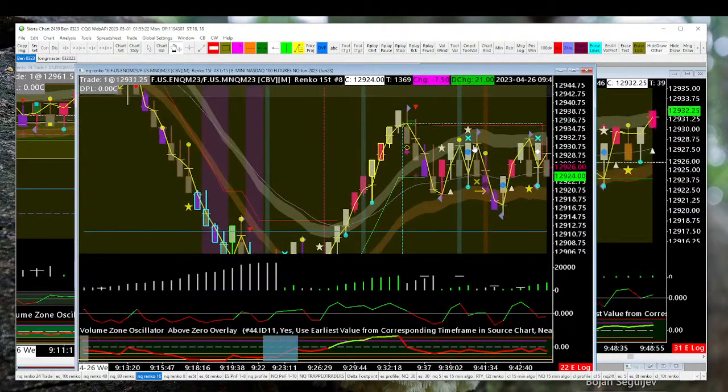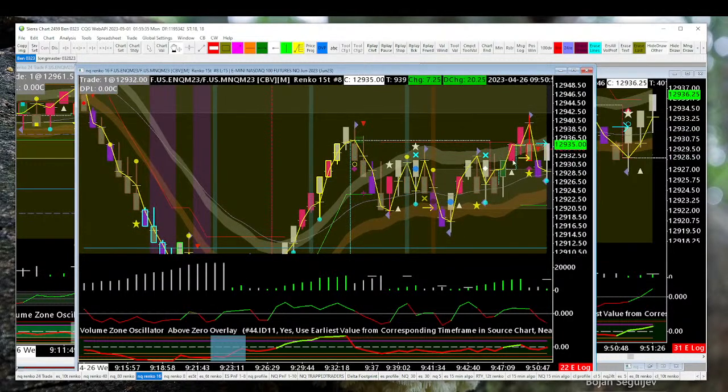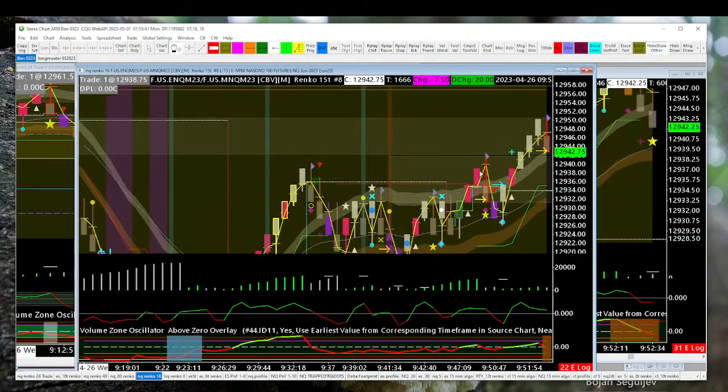Okay, so no setup there. See how we got the arrow? But across from it, there's no yellow dot and there's no triangle down, right? So they're trying to shift momentum lower and it's just not working. And that's usually bullish, right? This one. And see how this gets immediately ripped? Because they've been trying to sell it and not succeeding.